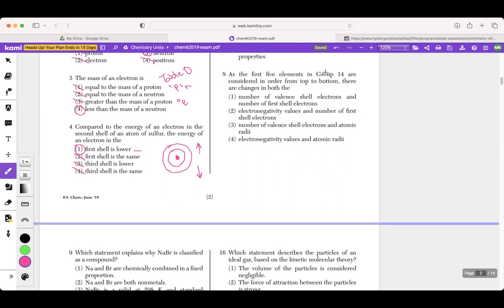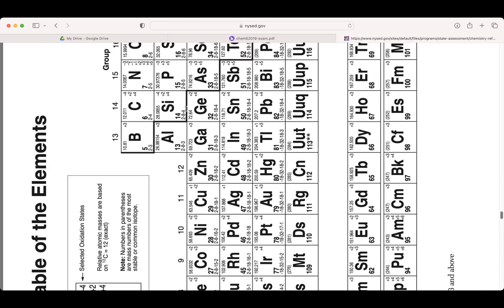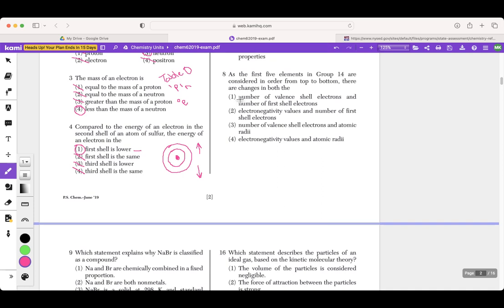Number 8, as the first 5 elements of group 14 are considered in order from top to bottom, there are changes in both the blank. So let's go to group 14, orient ourselves. Looking at group 14, they're all in the same group. That means they have similar properties, and they have similar properties simply because they have the same number of valence electrons. If you look, they all have 4 valence electrons. So choice 1, number of valence electrons and number of first shell electrons, there can't be changes in there because they're asking about changes. So that can't be 1 because they all have 4 valence electrons.